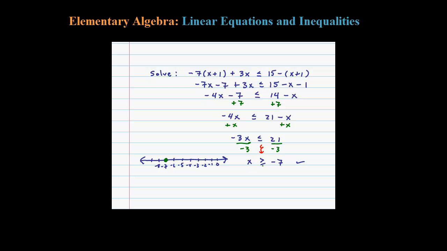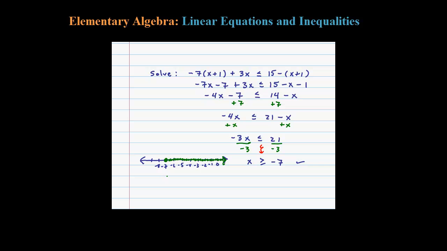Shade in all the numbers greater than or equal to negative 7. Okay, the equal there shows me that it's inclusive. That means negative 7 will actually solve the original inequality. Okay, so here's all the numbers greater than negative 7 shaded. That's my answer expressed graphically.